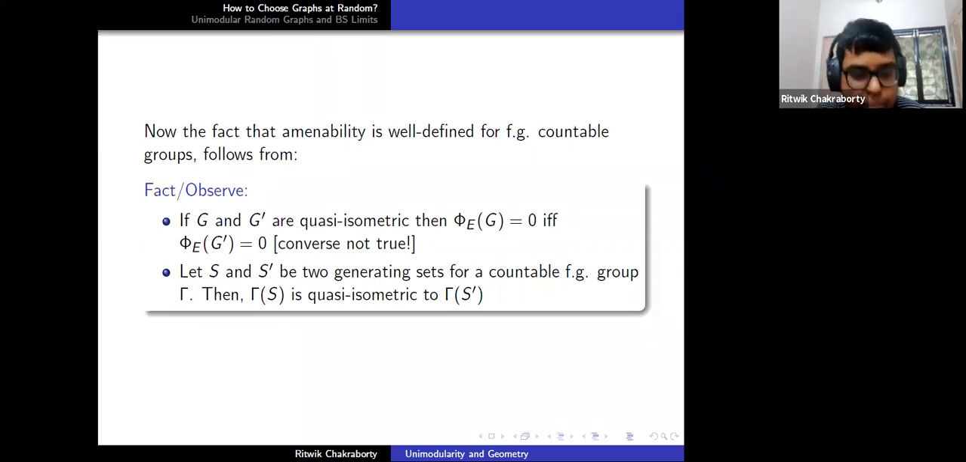but it should be visually clear, I guess. And the second fact that we need is that if S and S prime are two generating sets for a countable finitely generated group gamma, then the corresponding Cayley graphs are going to be quasi isometric. So from this, it follows that amenability is a well-defined notion.